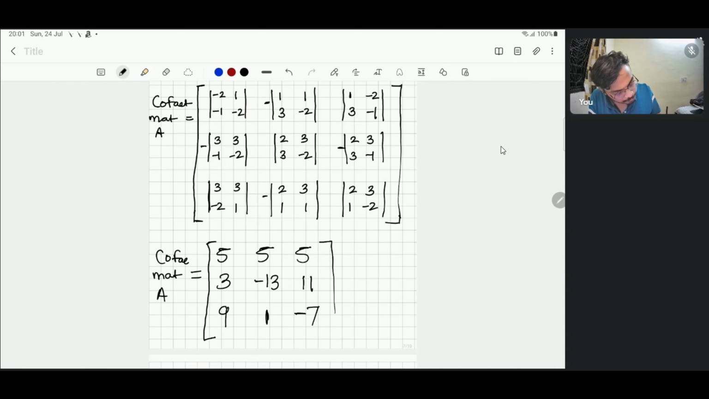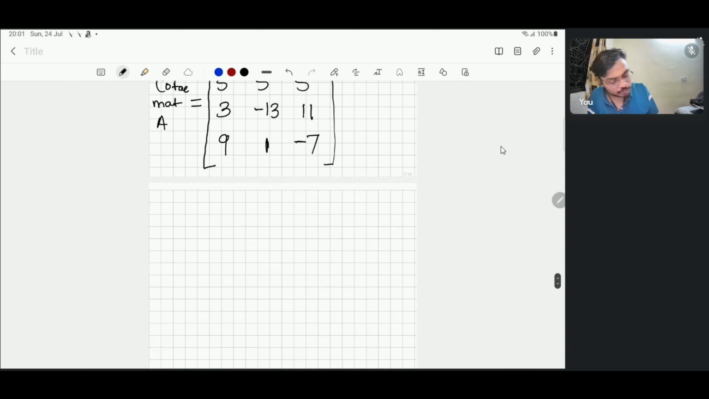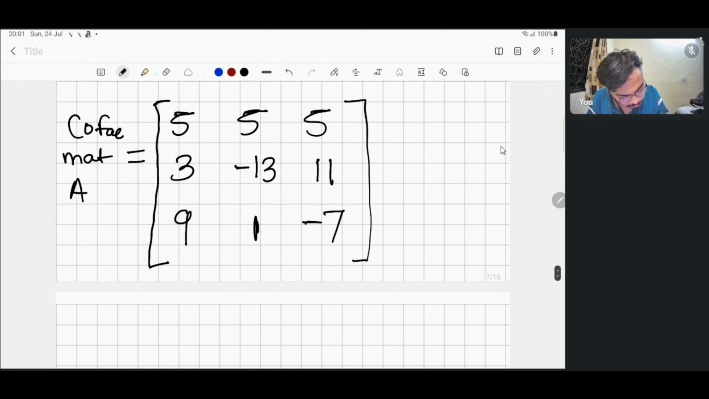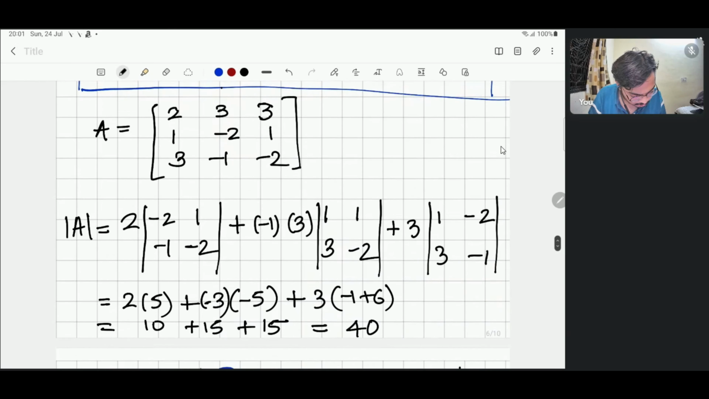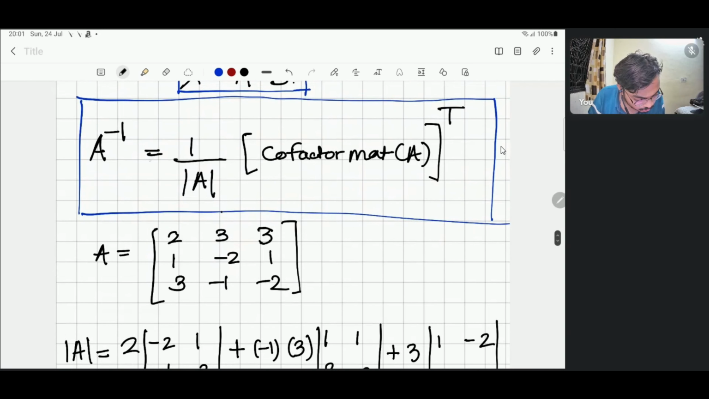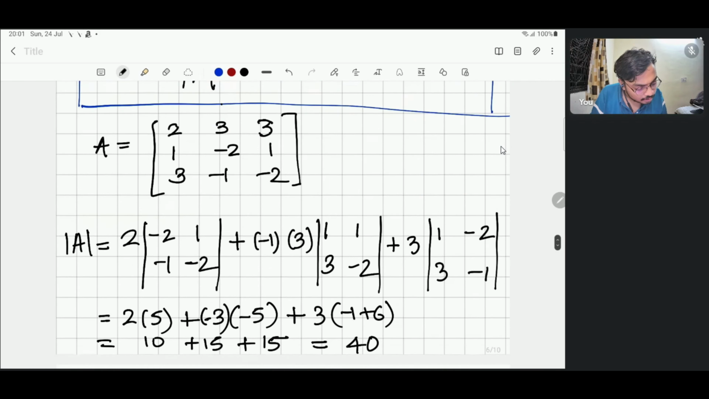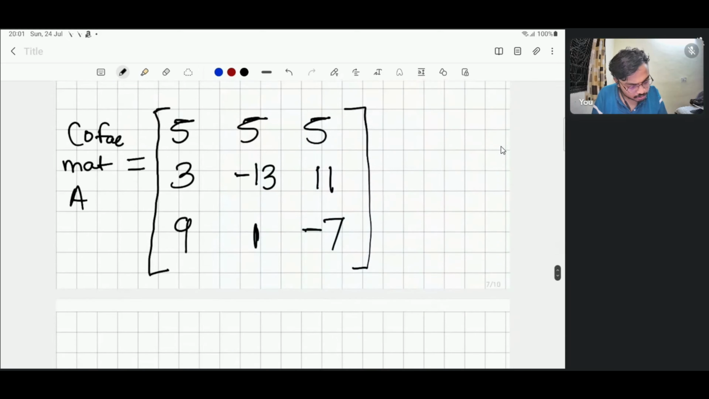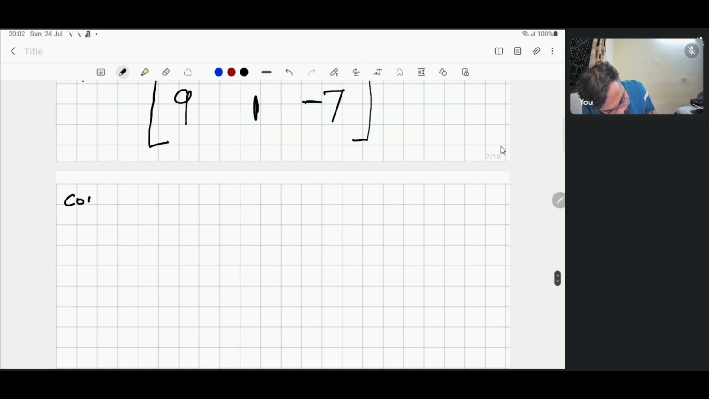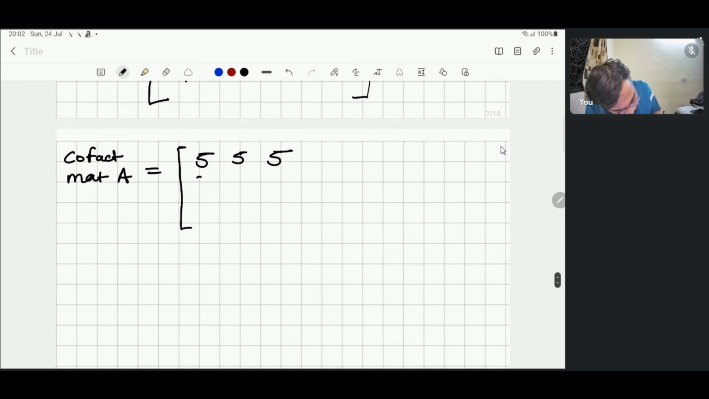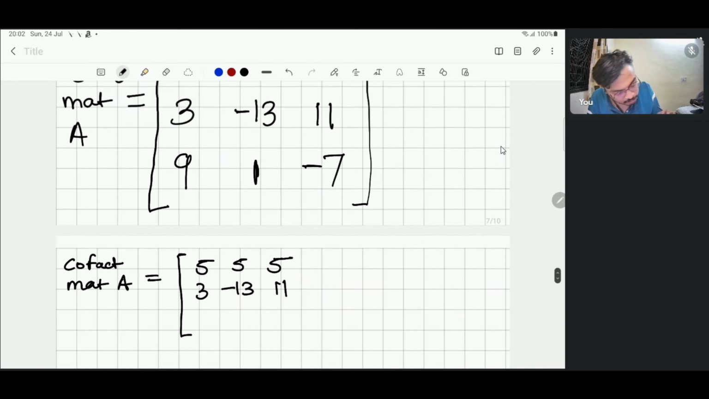So this is our cofactor matrix of A. Now what we need is the transpose of this cofactor matrix. As we know, the formula is A inverse is equal to 1 upon determinant of A, times the transpose of the cofactor matrix. We have calculated determinant of A as 40. The cofactor matrix we have got is 5, 5, 5, 3, minus 13, 11, and 9, 1, minus 7.